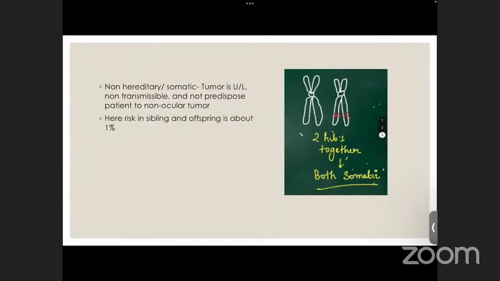Whereas in the non-hereditary somatic mutation, both hits occur together. The tumor is unilateral, non-transmissible, and does not predispose the patient to non-ocular tumors. Here, the risk in the siblings and offspring is about 1%.